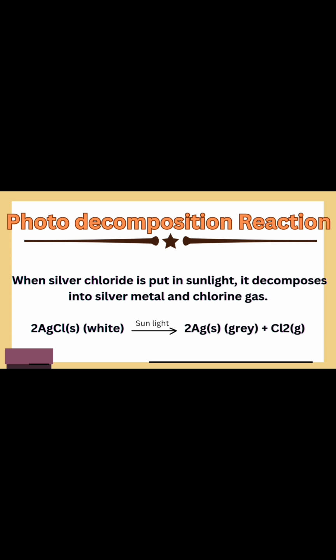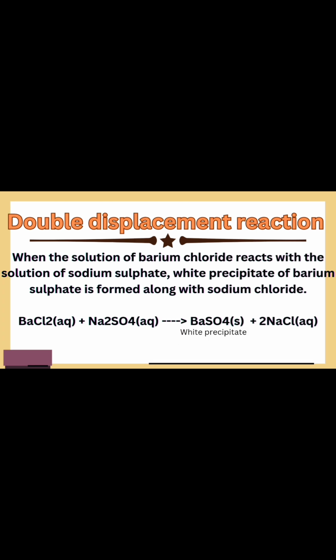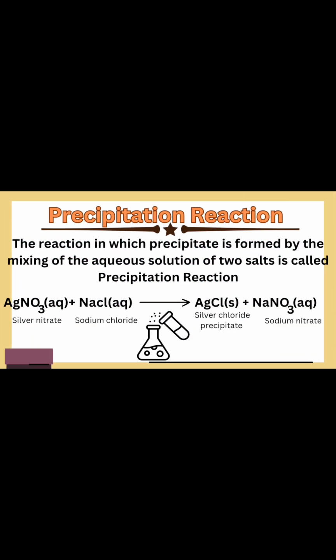Next, photo decomposition reaction. When silver chloride is put in sunlight, then it decomposes to silver metal and chlorine gas. Displacement reaction. When zinc reacts with hydrochloric acid, it gives hydrogen gas and zinc chloride. Double displacement reaction. When the barium chloride reacts with sodium sulfate, then white color precipitate barium sulfate is formed along with sodium chloride.